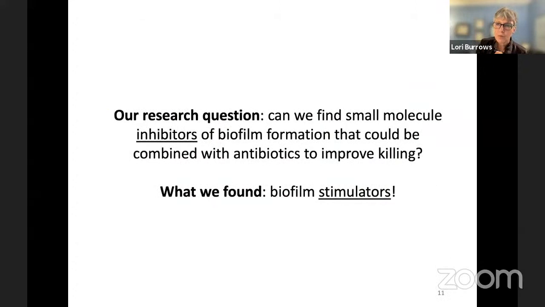So based on what I just told you, my lab decided to go on a search for small molecules that could inhibit biofilm formation that we could combine with antibiotics. And the idea was that we could keep the bacteria in that planktonic stage and not in the biofilm stage. And that way the antibiotics would be more likely to kill them.